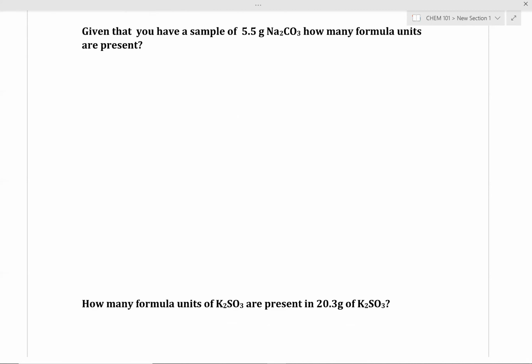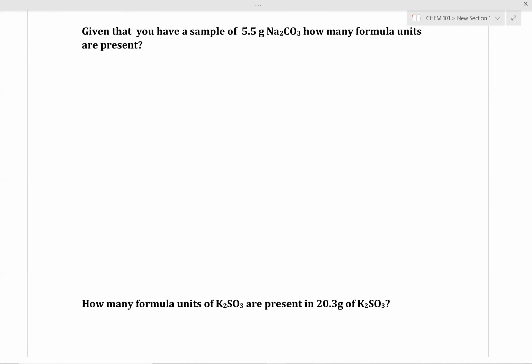So if we add this up using our calculator, 23 times 2 plus 12 plus 16 times 3, we get a molar mass of 106. So we have 106 grams for every 1 mole of sodium carbonate.